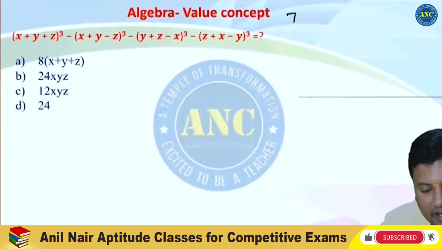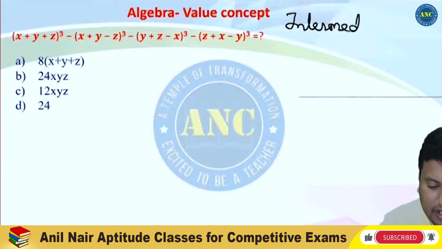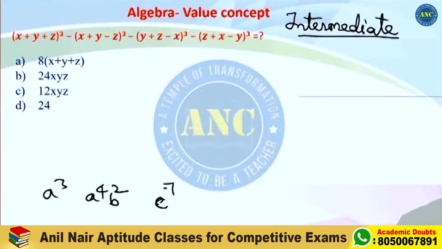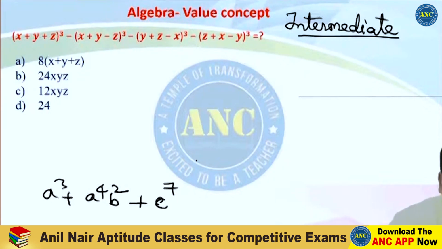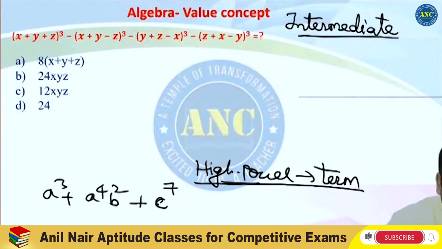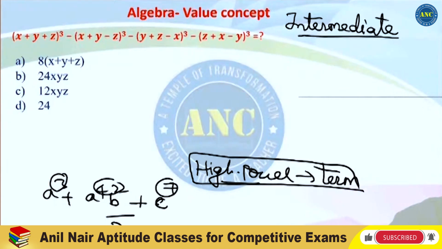Now it is intermediate level. Jyotika, if it is A cube, A power 4, B power 2, C power 7, if there are different terms, I told you to take the highest power in a term, Beti. 3, 6 and 7. Highest it is nothing but 7. I hope it is clear.